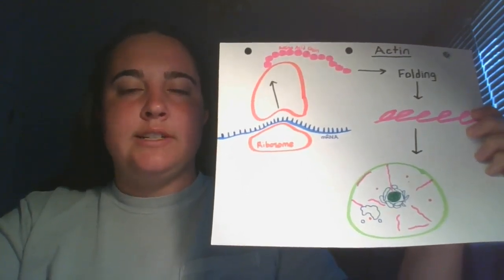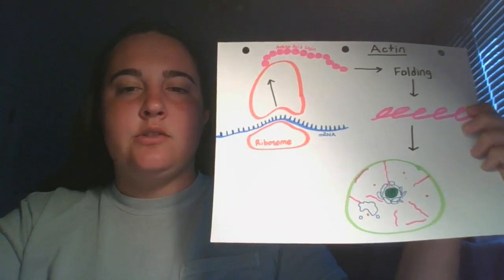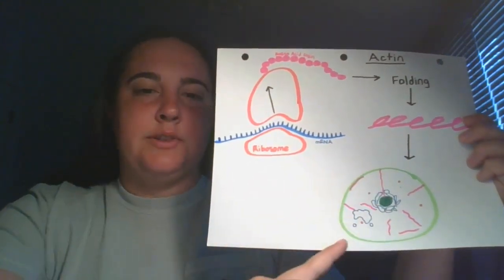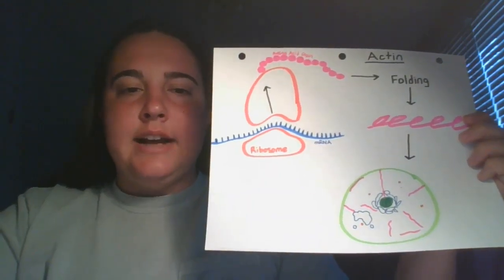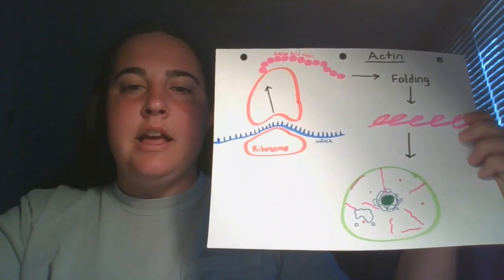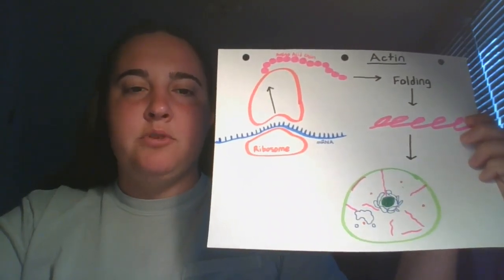Instead, once translated, it folds into its functional structure and polymerizes into filaments that form parts of the cytoskeleton. These actin filaments provide structural support, help maintain cell shape, and enable processes such as cell movement and intracellular transport.